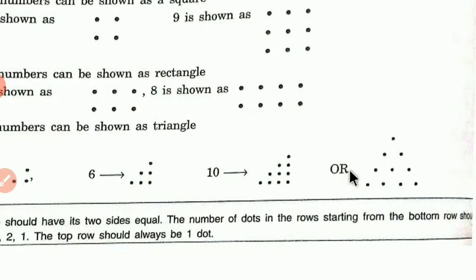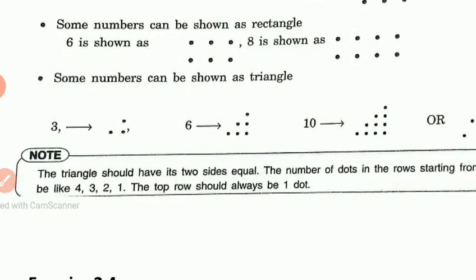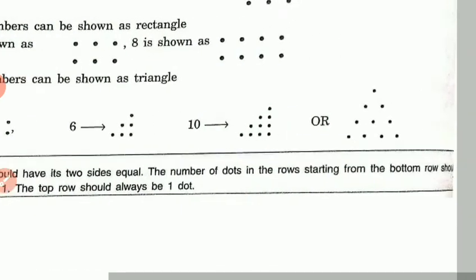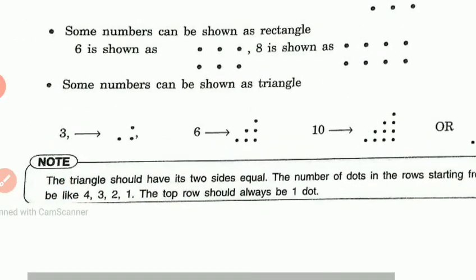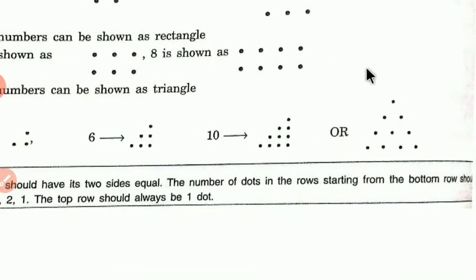There are 2 different ways to show a triangle. You can see this is a right angle triangle, and this one is a simple triangle in which these 2 sides are equal. So these are the ways to arrange a given figure in different patterns. So a triangle should have its two sides equal. The number of dots in the rows starting from the bottom row should be like, you can see, 4, 3, 2, 1. If we make it like this, then it is possible to make our triangle.